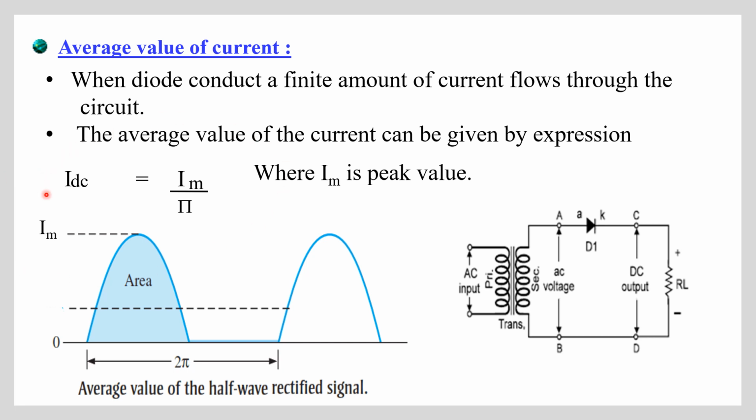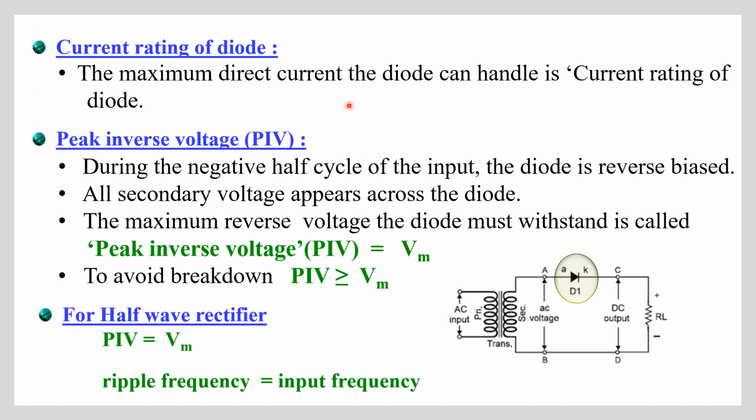So the average value of the output current is nothing but Im upon pi. The next parameter is the current rating of the diode. The maximum direct current the diode can withstand is called the current rating of the diode.